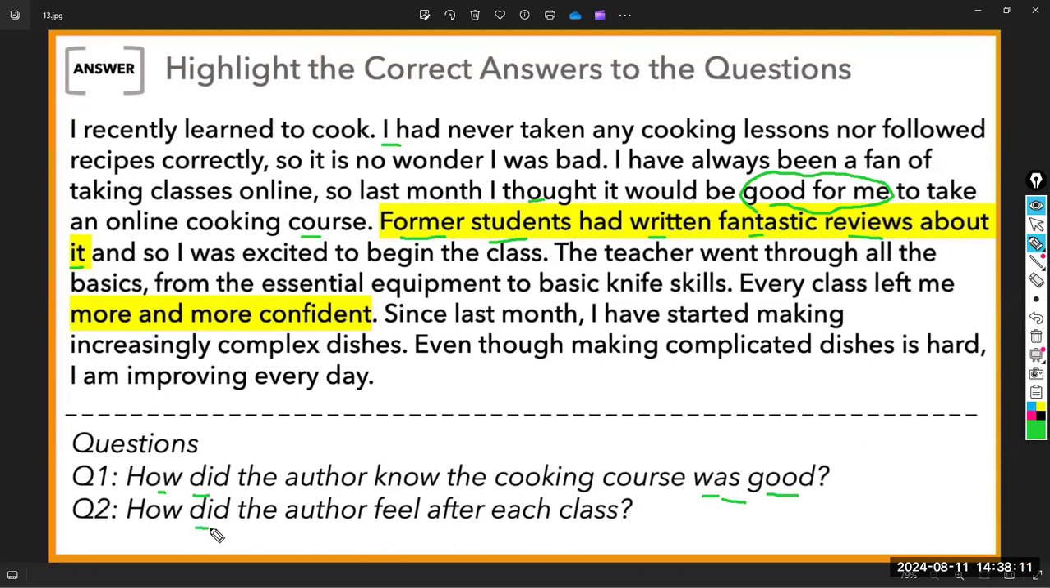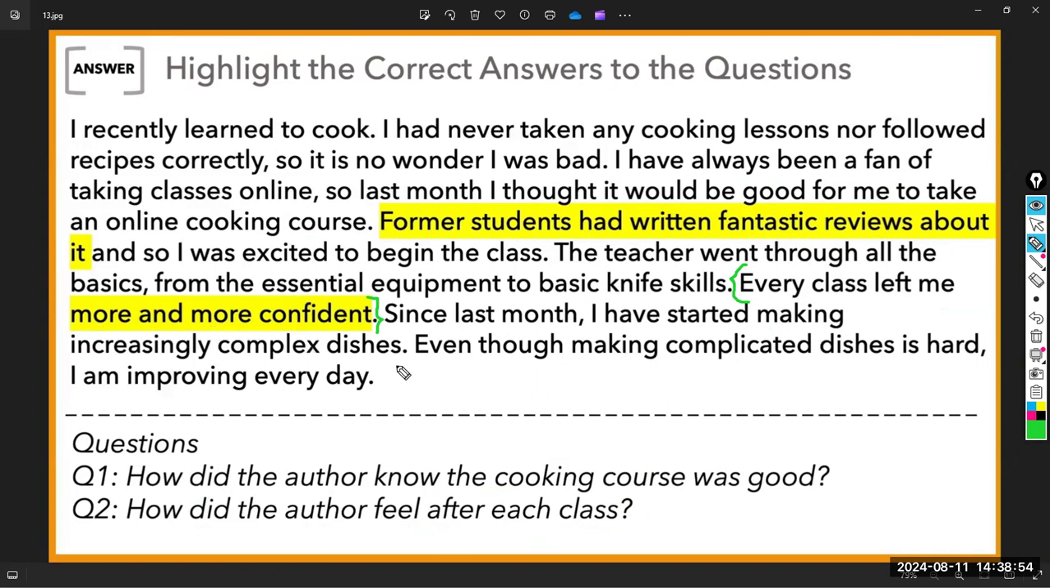Question number 2 is, how did, again, the author, the writer, feel after each class? So we notice that every class left him or her, what? More and more confident. So this is it, after each class. This is the keyword. Every class, this is the keyword. And I told you that I have to read from the beginning of the sentence just to be able to highlight the correct answer.